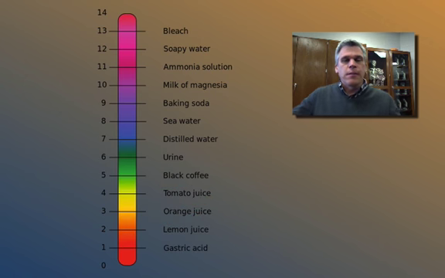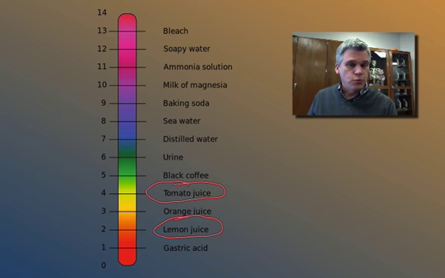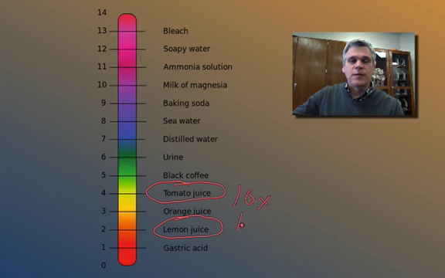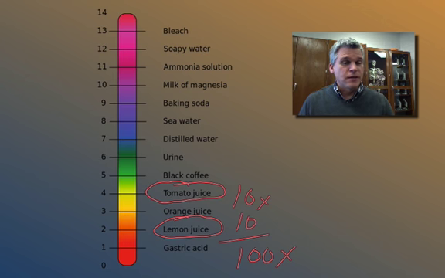Right? But what if we compared tomato juice again with a pH of 4 and lemon juice with a pH of 2? We might think that lemon juice is 20 times stronger than tomato juice, but it's not. Again, this is based on the power of 10. Orange juice is 10 times stronger than tomato juice. Lemon juice is 10 times stronger of an acid than orange juice. So that means that if we take this being 10 times stronger and this is 10 times stronger, then lemon juice compared to tomato juice is 100 times stronger in acidity.